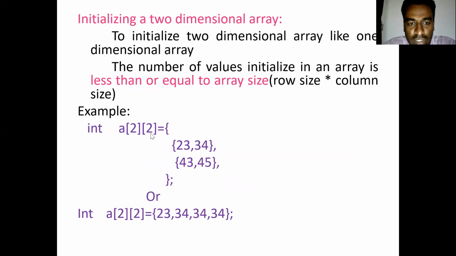For example, A of 2 and 2 is 23 and 34 and 43 and 45. Or otherwise, you can declare it like this: A of 2 and 2 equal to 23, 34, 34, totally 4 values. The first 23 and 34 are taken as the first row, and the next 34 and 34 are the second row. Likewise, they are assigned in your two-dimensional array.